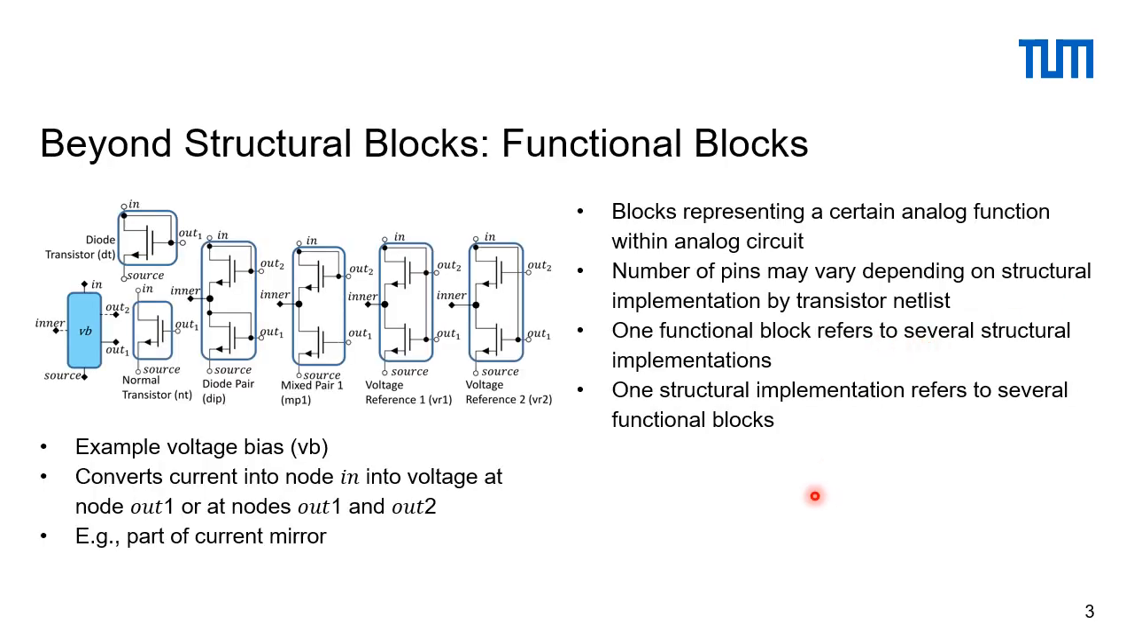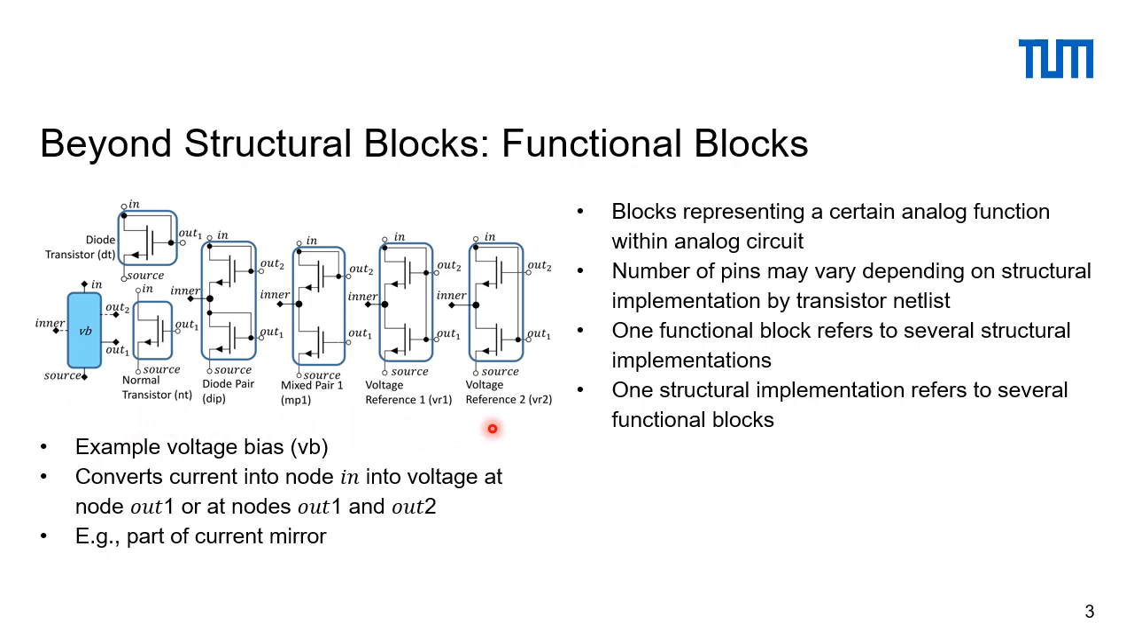So what we have done, or where we have started from, is that we have created a library of functional blocks. Functional blocks represent a certain analog function within a circuit. An example here is a voltage bias, which converts a current into this node in, into a voltage at the output nodes out1, or maybe there are two output nodes here. And this functional block, for instance, is a part of a current mirror. Now, a functional block can be implemented with several implementations. Here you can see some of them.